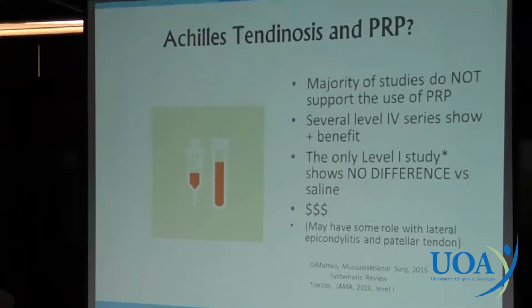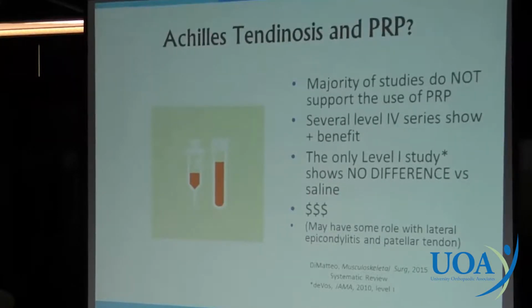However, I will add that some of the studies may be showing some benefit with lateral epicondylitis and patellar tendinosis. So there is some promise for the future, but what we're still figuring out is who is best suited for this, when do you give this, how do you give it, how frequently do you give it, what's the pH, what's the concentration, what is the patient's platelet count, how does that matter?